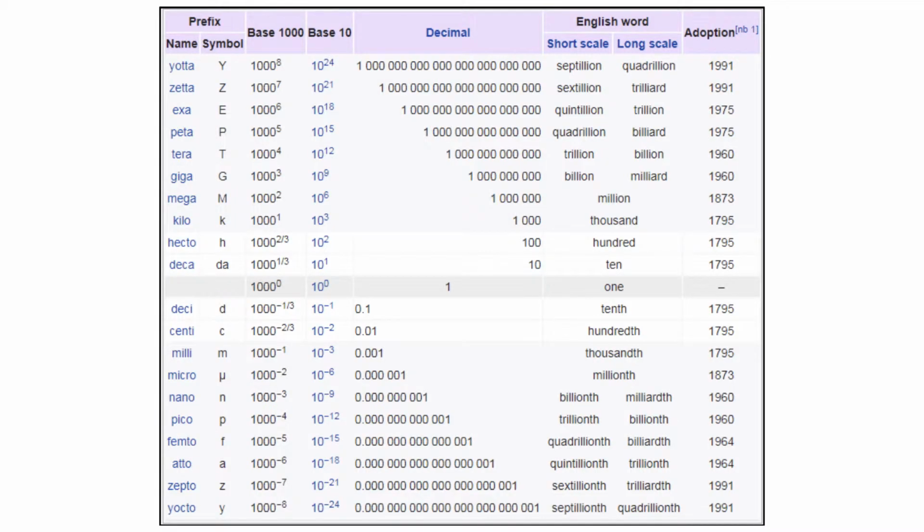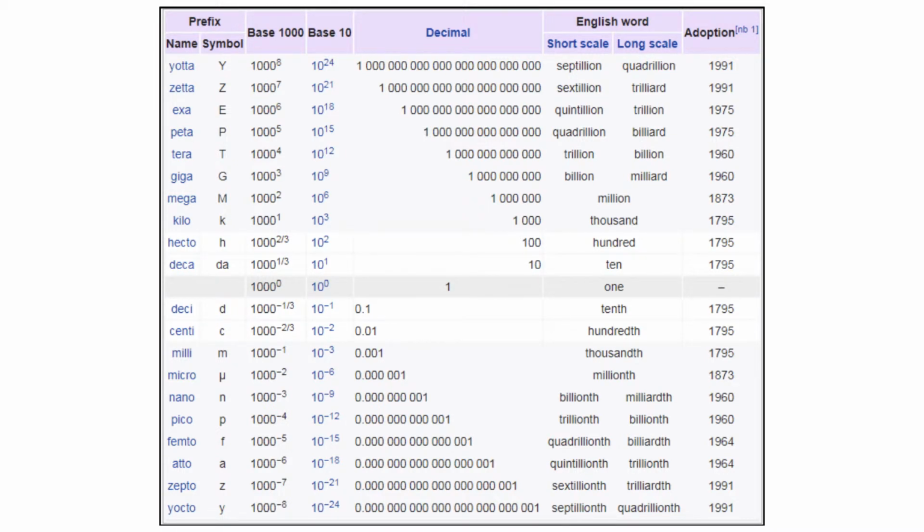SI prefixes, like all prefixes, are words we add in front of another word to give it additional meaning. For example, if we add kilo in front of meter, making it kilometer, it means 1,000 meters. Likewise, if we add milli in front of liter, making a milliliter, it means 1,000th of a liter. All SI prefixes are a multiplication or division of the base unit by a power of 10. This table shows some of the most commonly used SI prefixes.